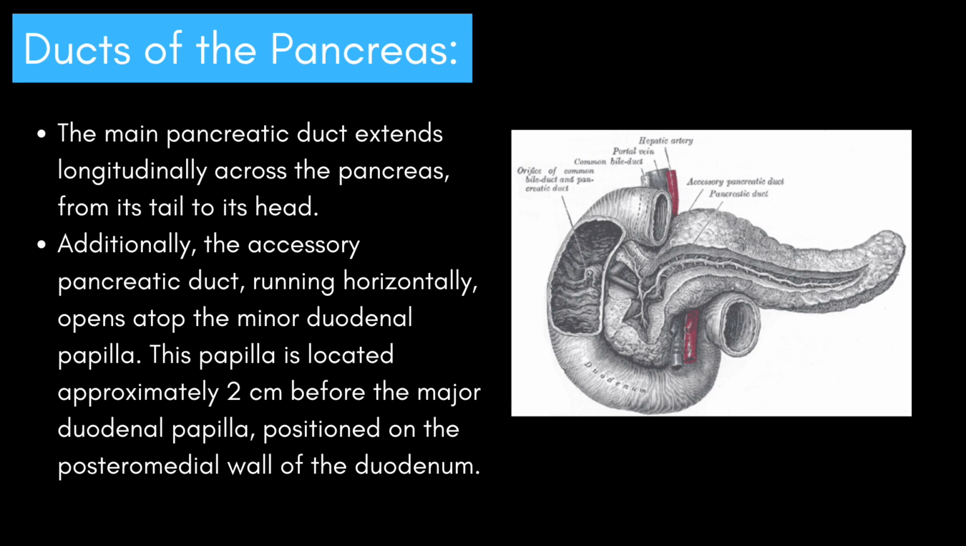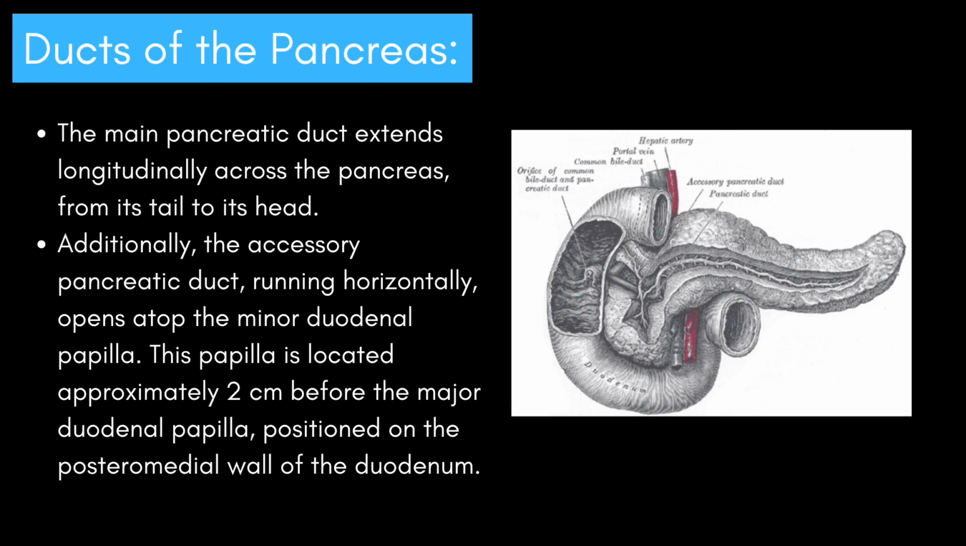All right, next topic, the ducts of the pancreas. The main pancreatic duct extends longitudinally across the pancreas from its tail to its head. Additionally, the accessory pancreatic duct, running horizontally, opens atop the minor duodenal papilla. This papilla is located approximately 2 centimeters before the major duodenal papilla, positioned on the posteromedial wall of the duodenum.